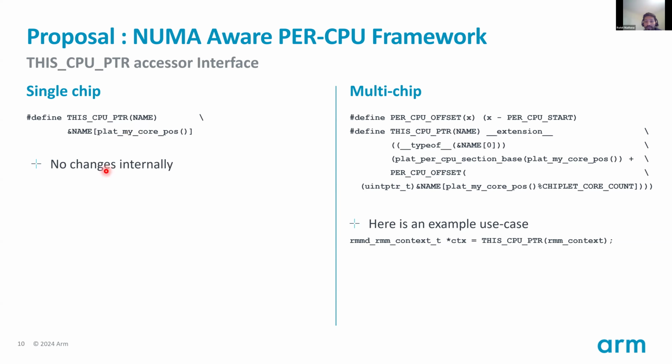Again, single chip doesn't have any change. Multi-chip, very similar in how we do things compared to the for CPU interface, and it'll return a pointer. So this is an example where we have RMM context, the CPU pointer, return a pointer for this particular CPU's RMM context object.